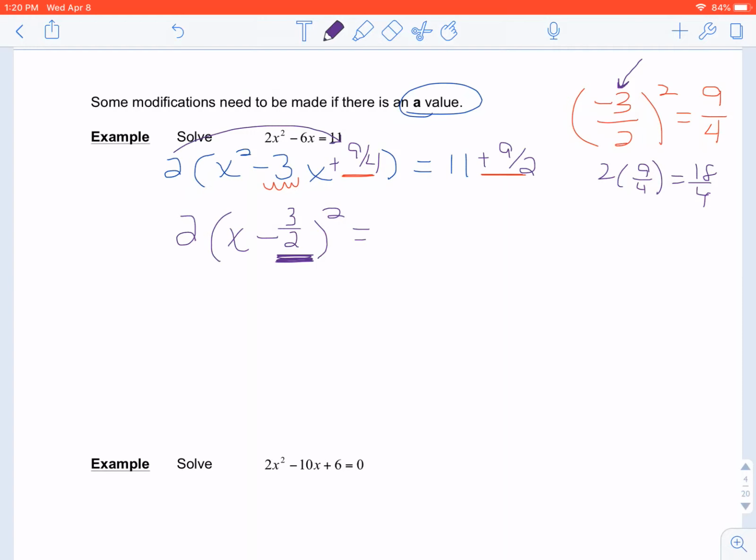Well, we need a common denominator since it's plus 9/2. So common denominator would be 2. And now that becomes 22/2. So when we add that with 9, we get 31/2. So at this point here, our process of completing the square is done. We've completed the square. It does say to solve, so we will continue to solve.